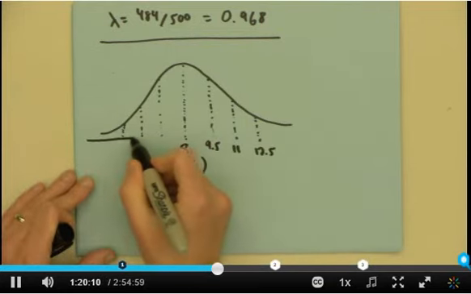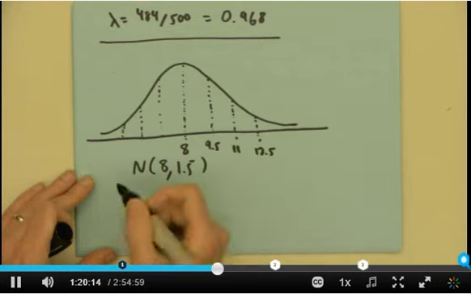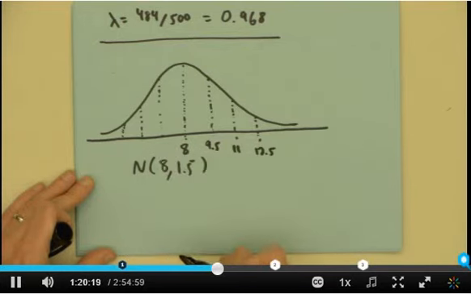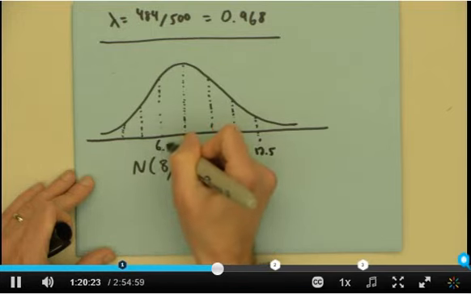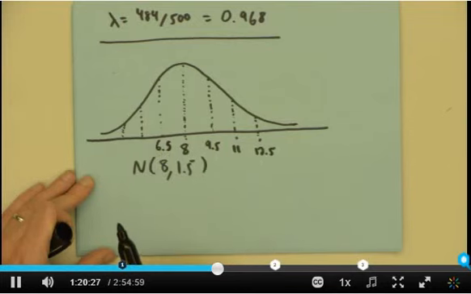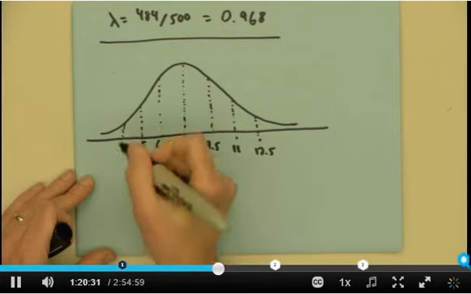Well, draw in my lower limit here so we can see that. One standard deviation below would be 8 minus 1.5, so that's a 6.5. Another standard deviation below that would be 5, and then one below that would be a 3.5.